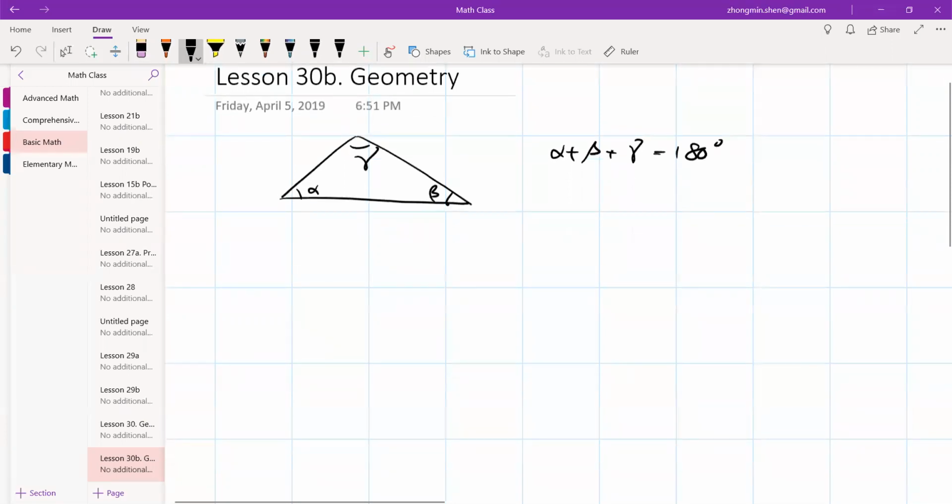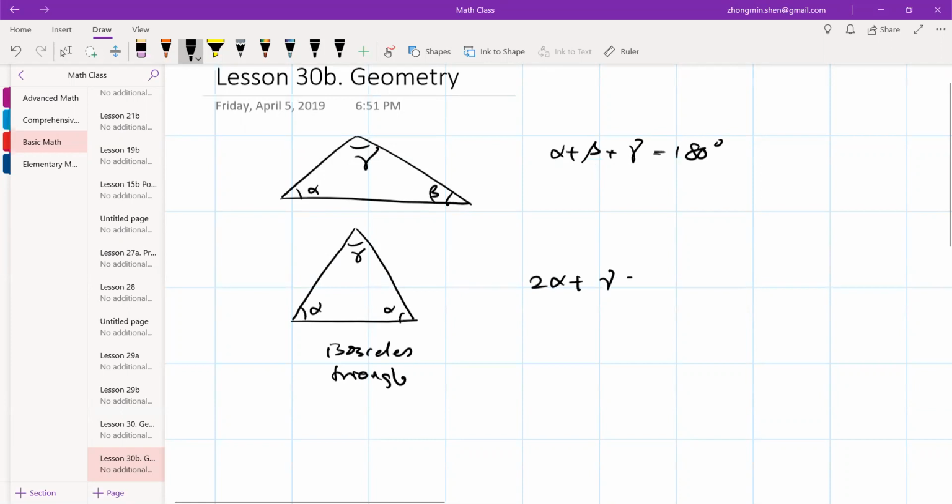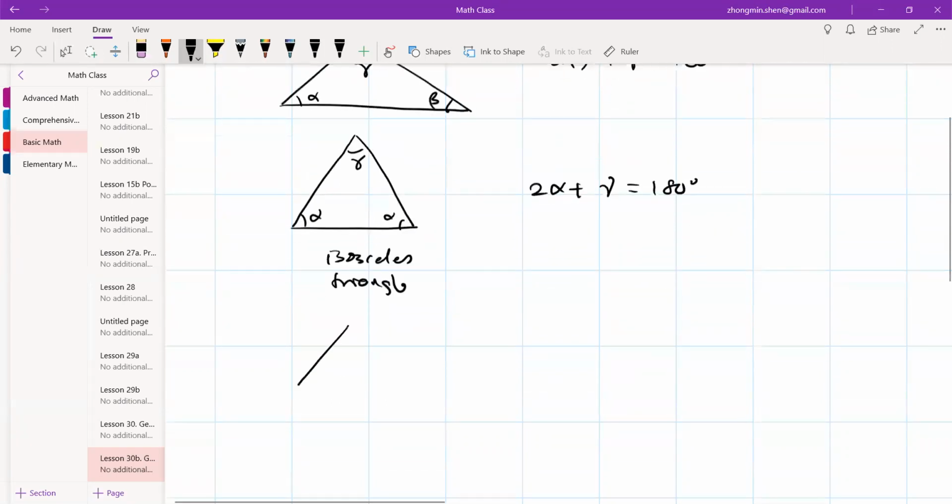Now, if it's an isosceles triangle, then the two angles at the bottom should be the same, and this is gamma. So in this case, the formula becomes this one. Now, my last question, the equilateral triangle.